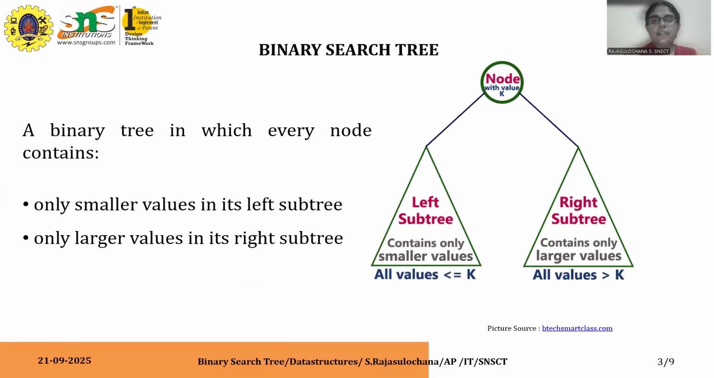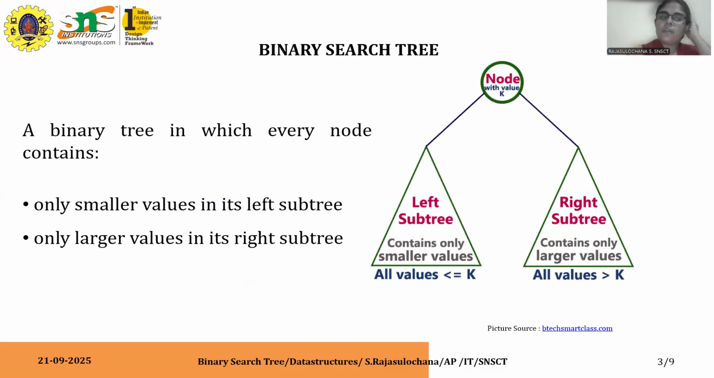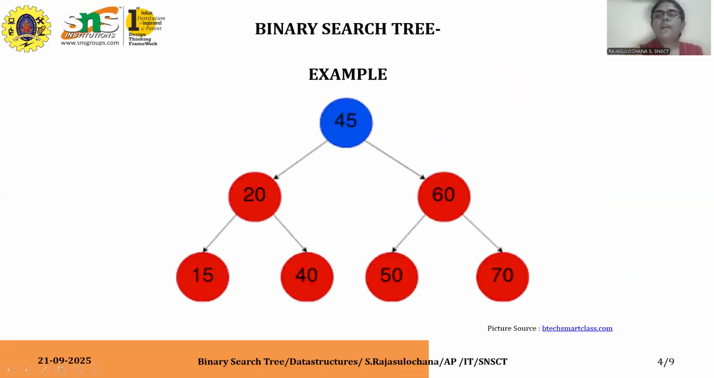Now look at this particular tree. This is a perfect example for a binary search tree. A binary search tree is a binary tree where every node contains smaller values on the left subtree and larger values on the right subtree. So all the values in the left subtree are less than or equal to the root and all the values on the right subtree are greater than the root. Here is an example for a binary search tree.